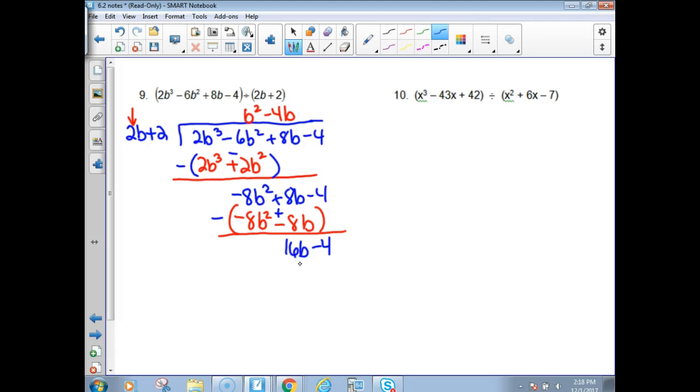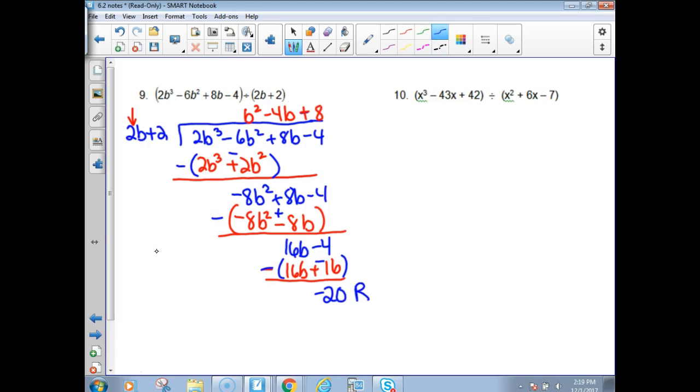So we have one more time to do it. 2b goes into 16b 8 times, so plus 8. 8 times 2b plus 2 is 16b plus 16. We need to subtract this. The 16b will go away, but we're going to have minus 4 minus 16, which is negative 20. We got a remainder. So I need to show you how you write the answer.